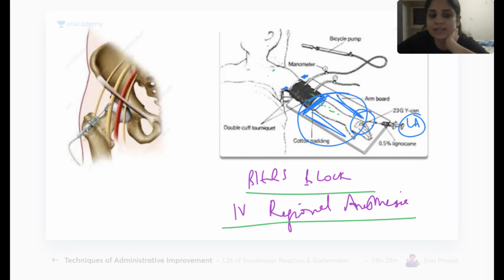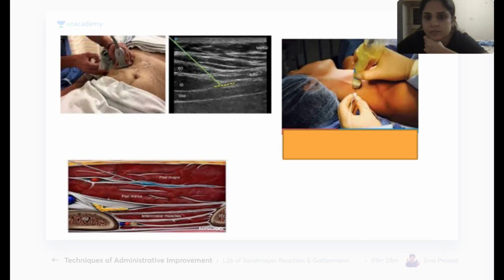The local anesthetic agent is entering into the systemic circulation. It can cause local anesthetic systemic toxicity, or LAST. Does anyone know about LAST, or do you want me to discuss LAST, what is the treatment, everything? I'll discuss LAST, but before that, look over here. Can you see with the ultrasound, you're trying to look at the brachial plexus nerves, and then you're putting a needle there and giving local anesthesia. So this is your brachial plexus block.